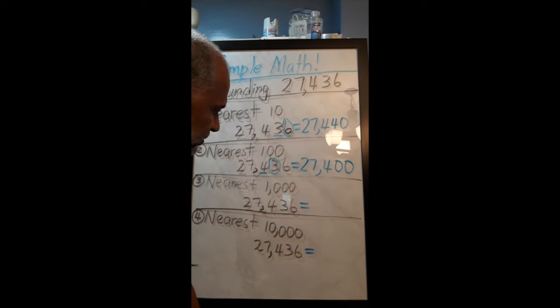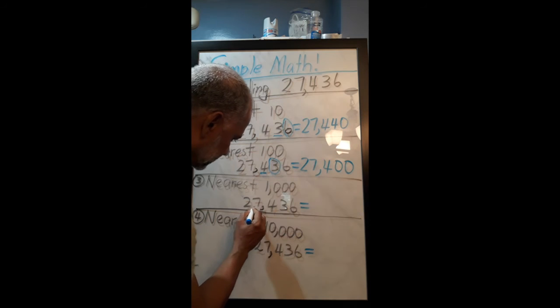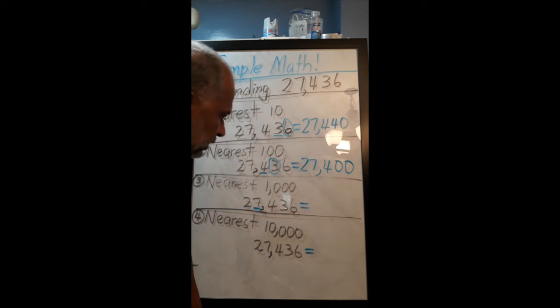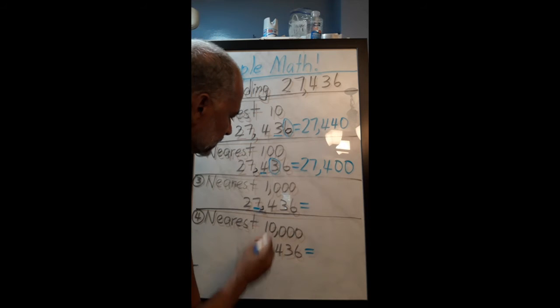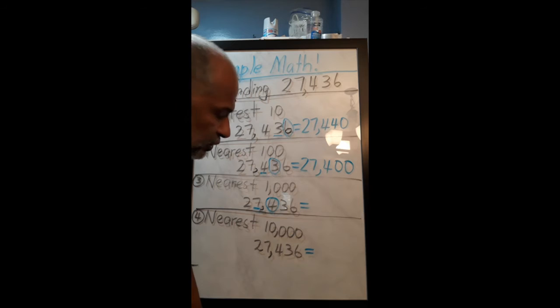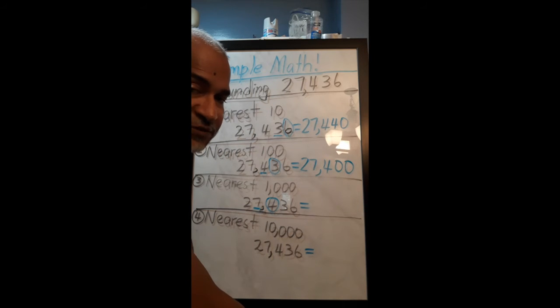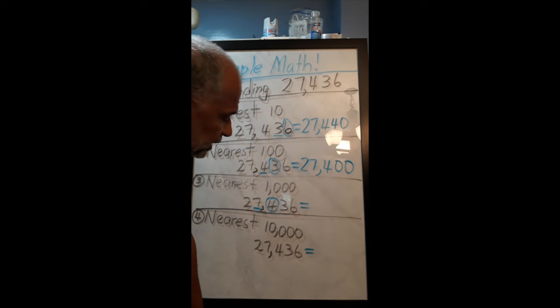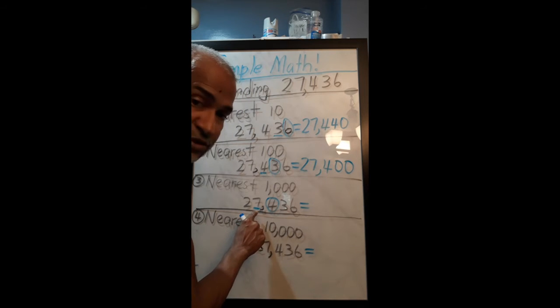27,436. The 1,000 place is the 7, so we underline the 7. Look to the number to the right, which is a 4. We circle it, which is a controller. If the controller is 4 or less, we let it rest. If it's 5 or more, we let it soar. So in this case, the controller is 4, which is 4 or less, so we let the 7 rest.